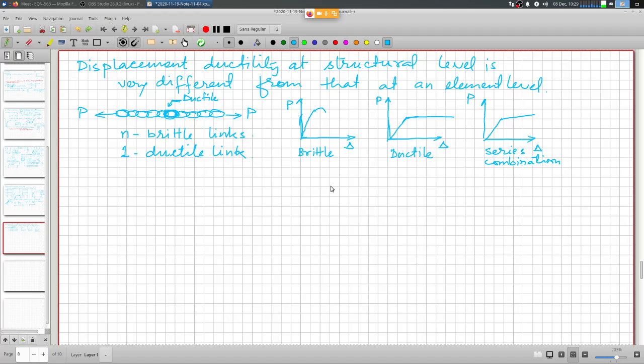Right? So what is the total displacement? Obviously, you can see that this is very highly ductile. The individual element is very, very highly ductile. But what happens when we look at the total behavior?